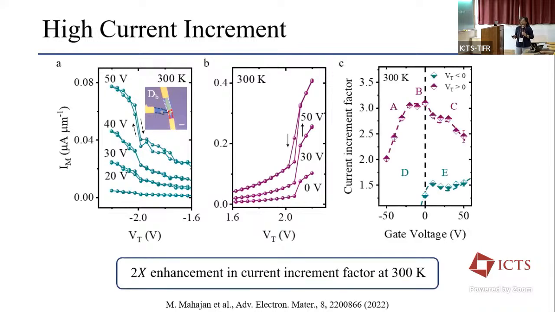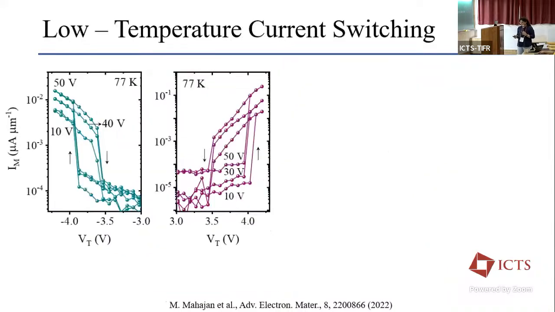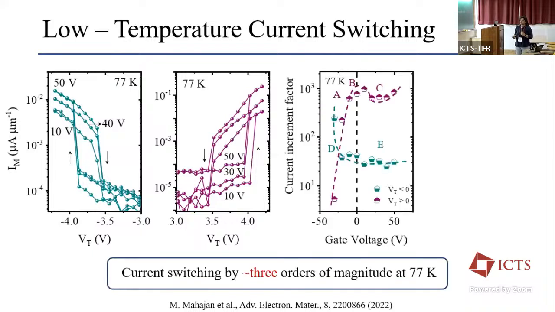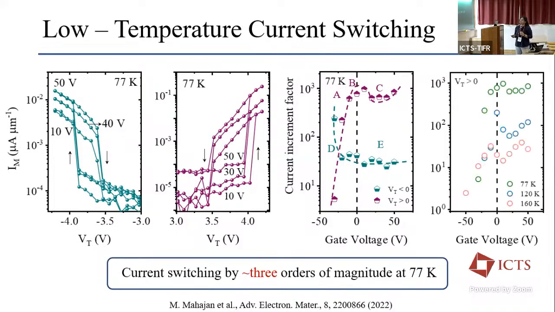So here we were able to achieve 2 times current enhancement at room temperature, and then at low temperature we could see a current enhancement by a factor of 3, almost 3 orders of magnitude. So this is the current enhancement factor variation as a function of temperature. We see that as we keep on lowering the base temperature, the current enhancement factor changes by almost 3 orders of magnitude.